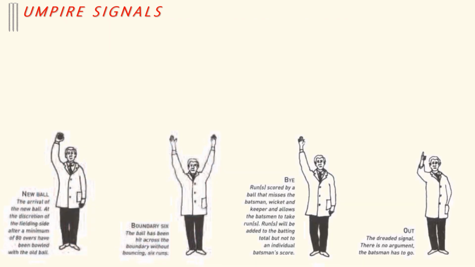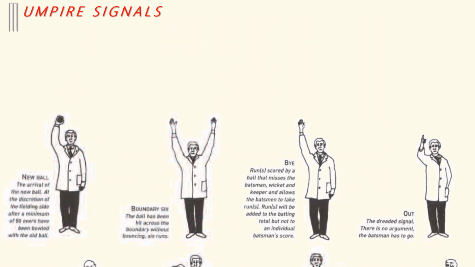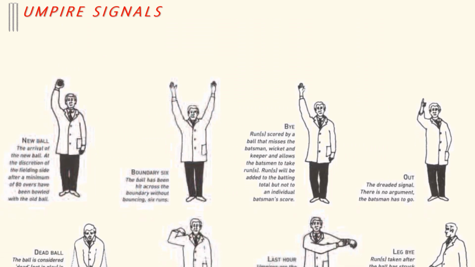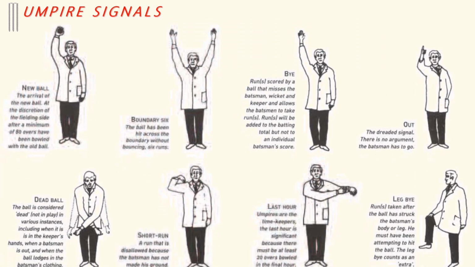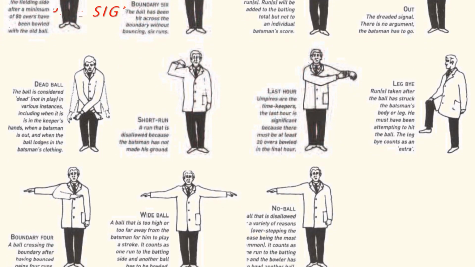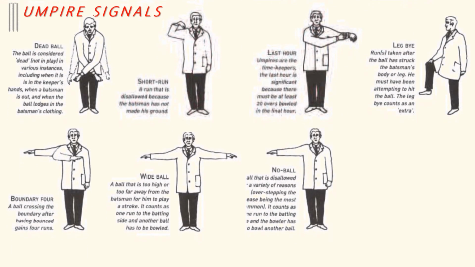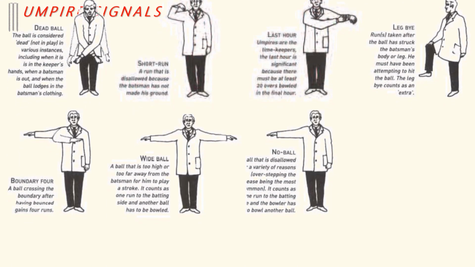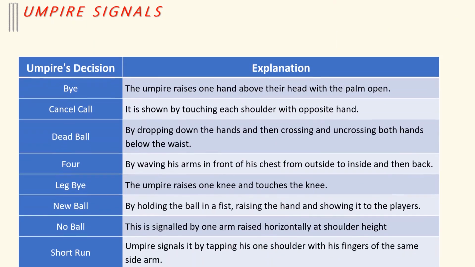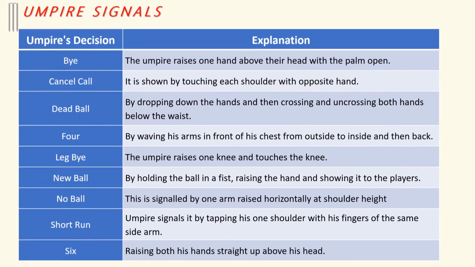Now, other signals by the umpire are shown here on this screen. You will notice that there are many signals, such as for the boundary 6, for a new ball, bye, or out, and there are so many other signals. You can read about them on this screen. Some of these umpire signals are also described in words on this screen, so you can have a look at that.